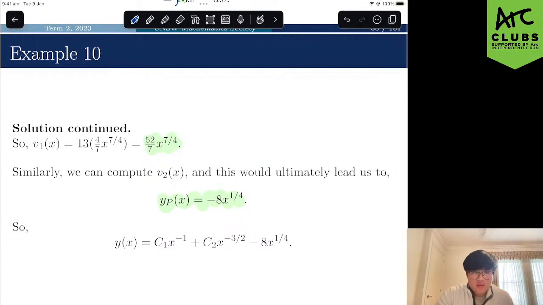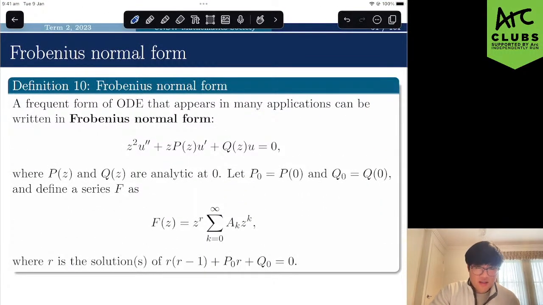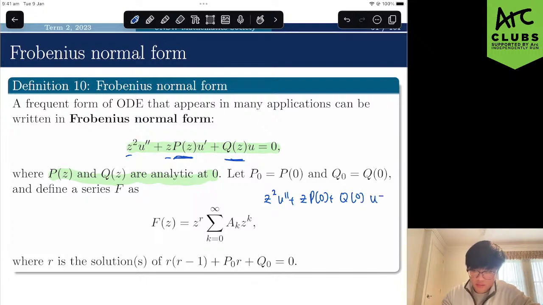All right, the next section is the Frobenius normal form. This form can be written like this. It's pretty similar to what we just looked at for the Cauchy-Euler one. However, now we have a p of x and q of x, not just the z squared and z. What difference it makes is that we can assume that near 0, if p of z and q of z are analytic at 0, we can write this in the format z squared u double dash plus z(p0) plus q0 of u equals 0.